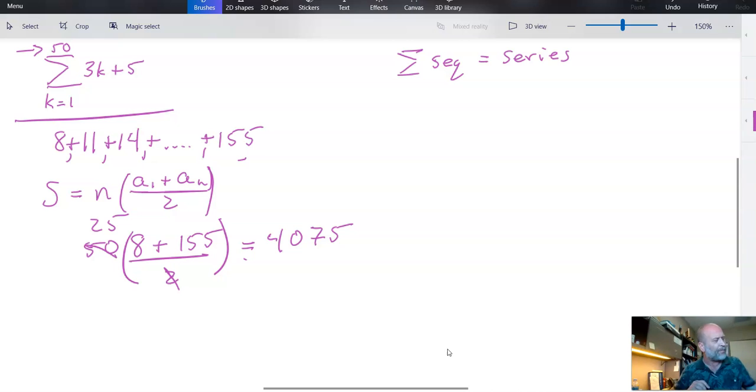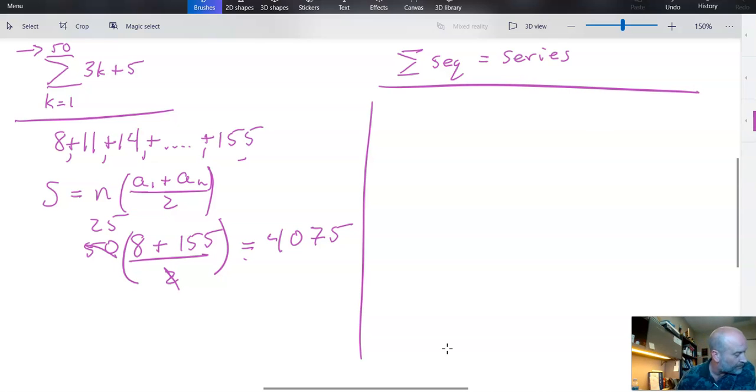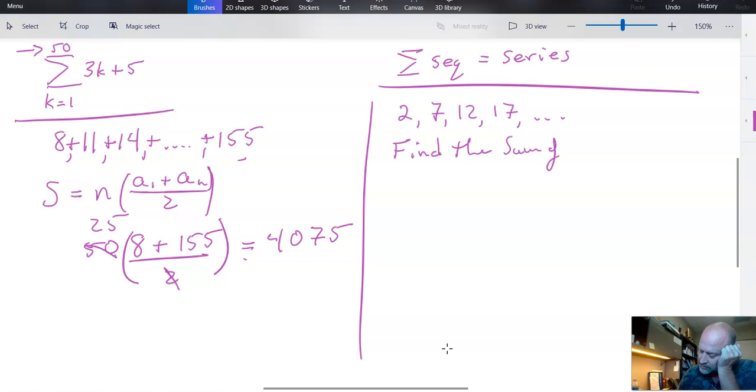Okay, so let's try one more here. But this one I want to see if we can figure it all out. So here's a sequence. Let's do, yeah, that'll work. 2, 7, 12, 17. So what I want you to do is find the sum of the first 40 terms.